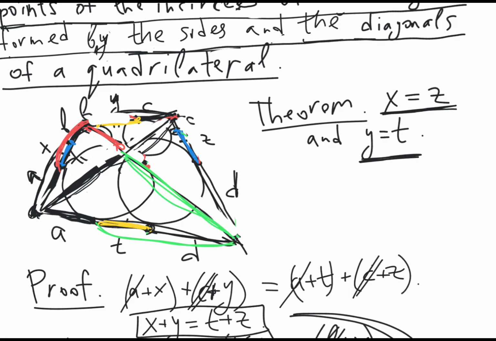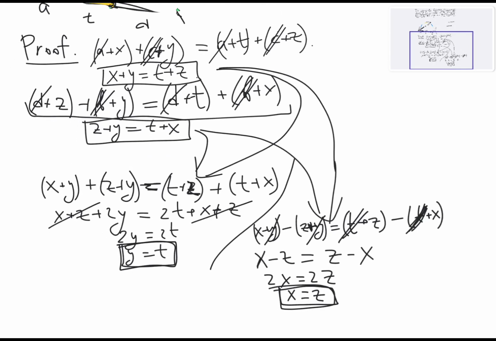So these blue segments are equal to each other, X is equal to Z, and these yellow segments are equal to each other, Y is equal to T. There are a lot of elements on the picture. I had to remove a lot, so maybe it was not clear what I was showing, but anyway, that basically concludes the proof.